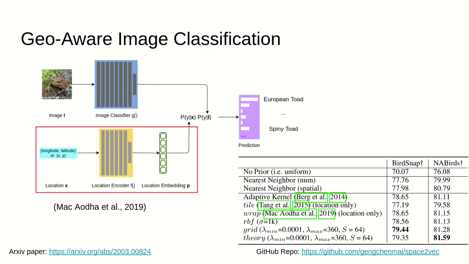For the geo-aware image classification task, we can see that both our grid and theory models outperform previous models on two fine-grained image classification datasets with significant size.